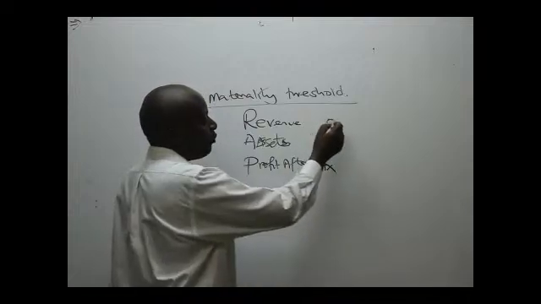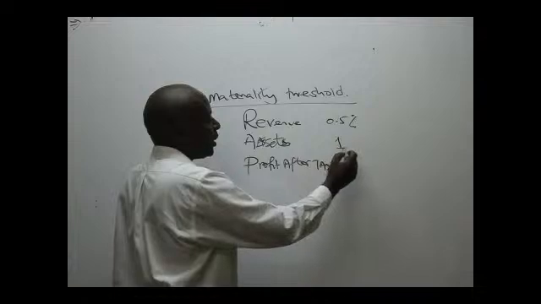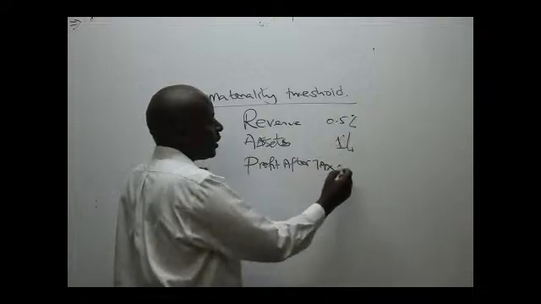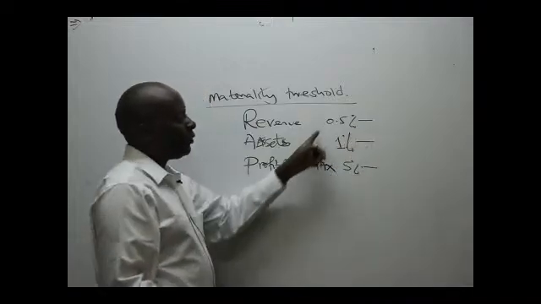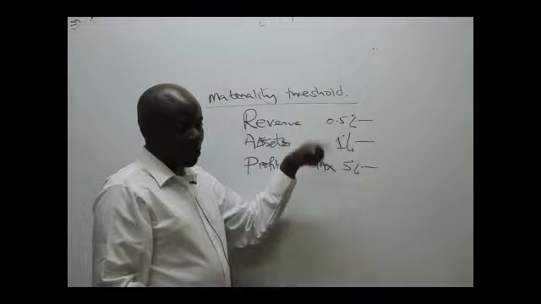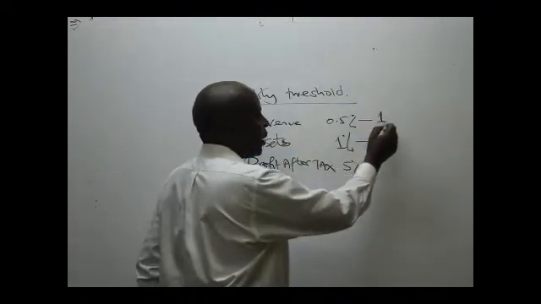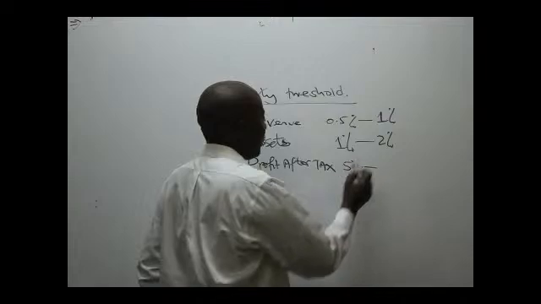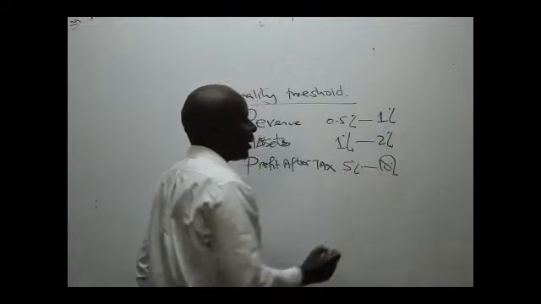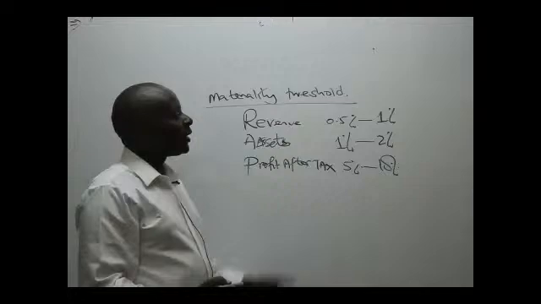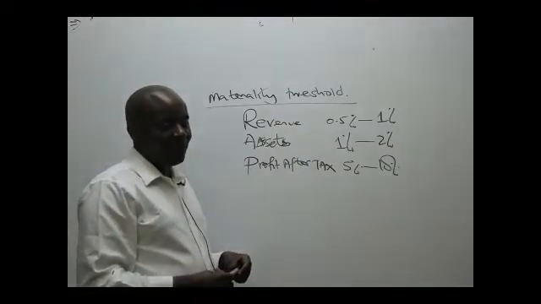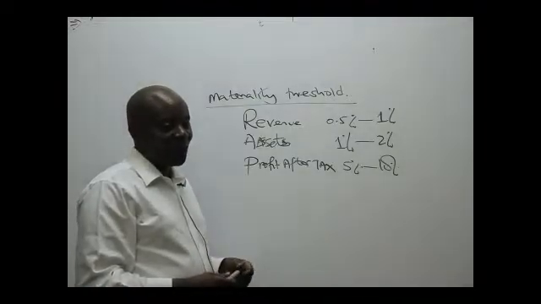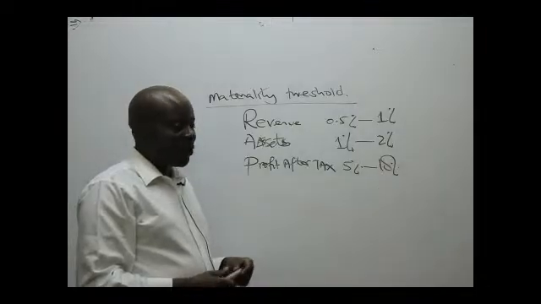So revenue, we normally talk of 0.5%. Assets, 1%. Profit after tax, 5%. All the way to the upper limits. The upper limits, you multiply these figures by 2. So this becomes 1. This becomes 2. This becomes 10. Like that. Materiality threshold, very important. RAP. May not make sense for you for now, but first of all, copy like that.